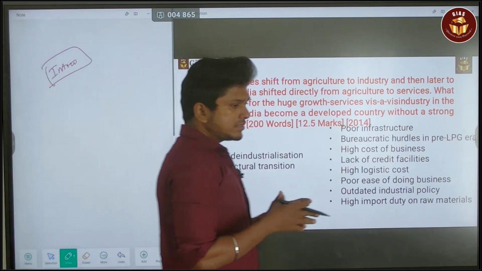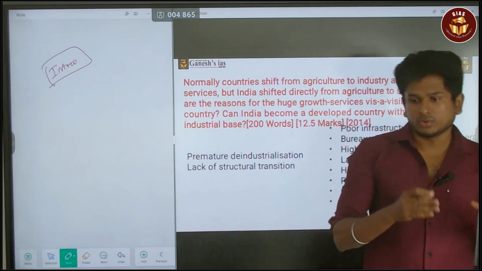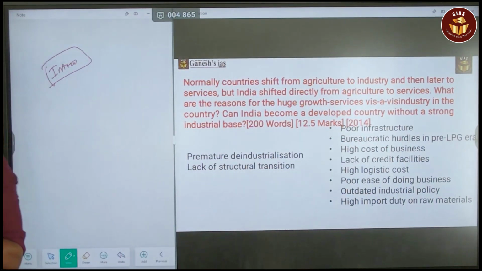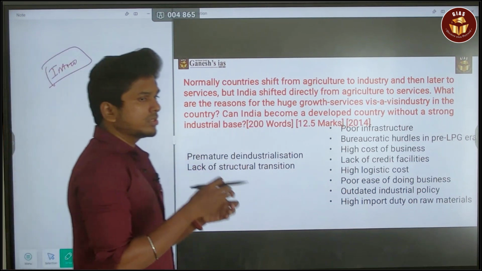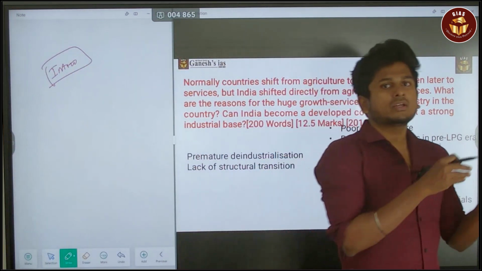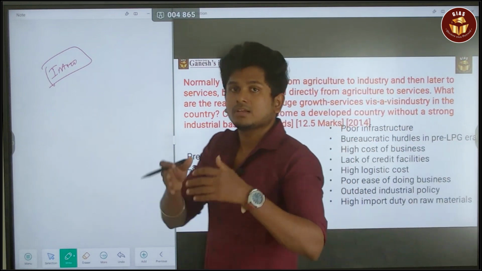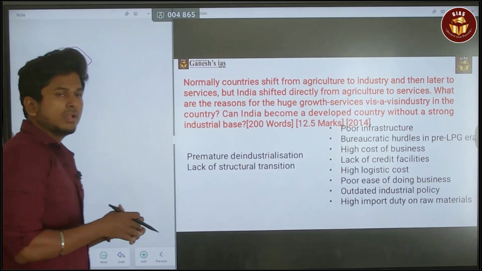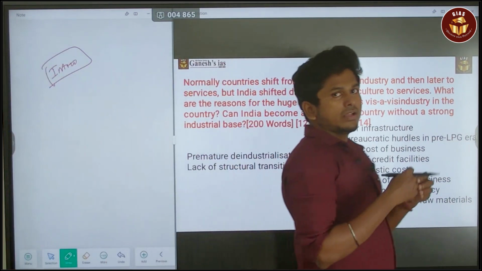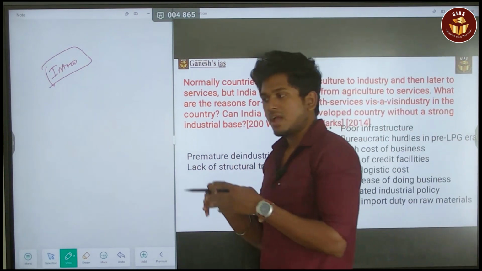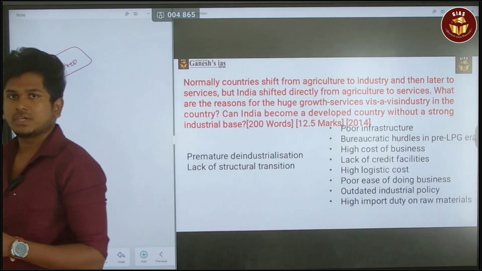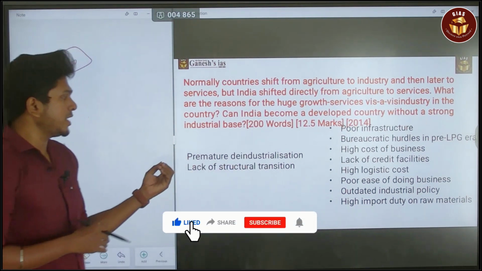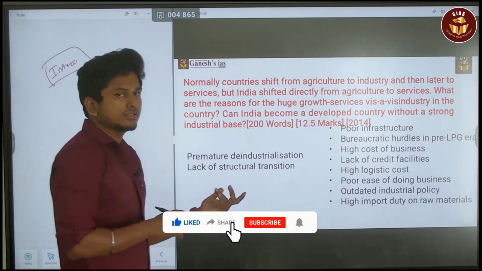In reality, deindustrialization happens after the growth of industrialization, next to the growth of the services sector. After that, the services sector becomes a huge thing, and that led to the growth of AI, IoT. That led to the downfall of the manufacturing sector. That is how deindustrialization will happen. But in reality, India just shifted from the primary to tertiary, and that led to the downfall of the secondary sector. So that is called deindustrialization, or premature deindustrialization, early deindustrialization.